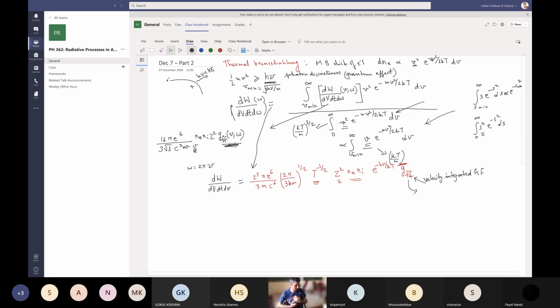Okay, so this GFF is generally expressed as a function of u, which is nothing but h nu by kT. Recall the velocity has been replaced by temperature because it's been integrated over.